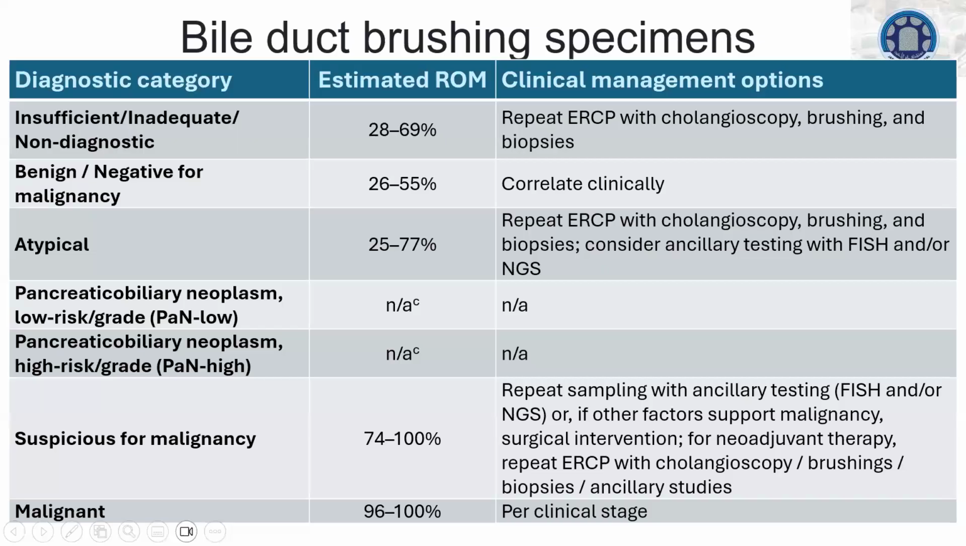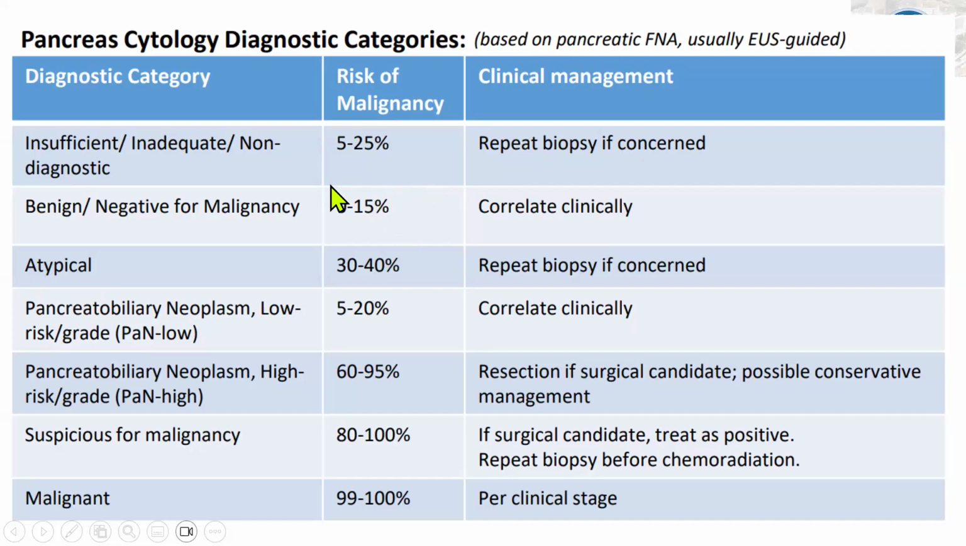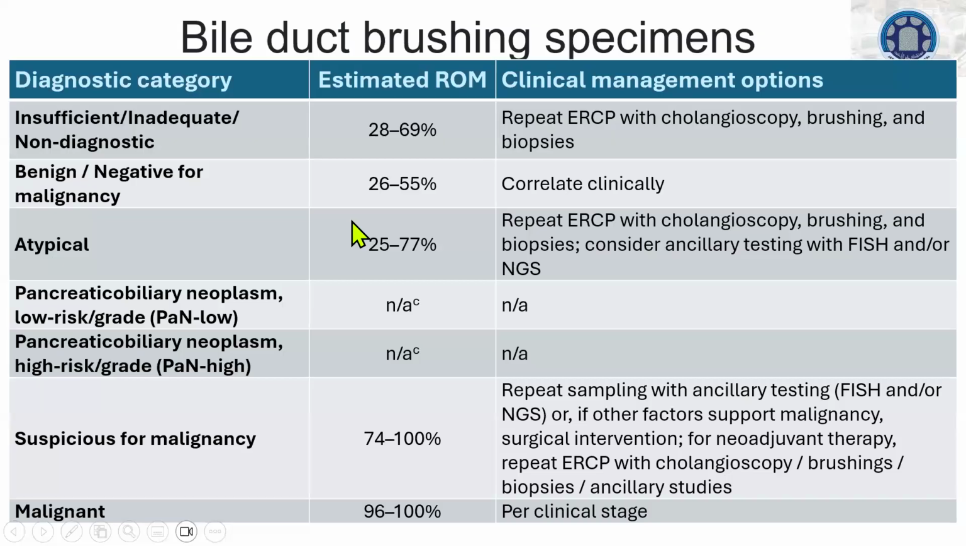Now, again, for bile duct brushing, I told you the chart is different. And you can see compared to pancreas, if it is negative, it's only a 0 to 15% risk of malignancy. But in the bile duct brushing, there is almost a 55% chance of malignancy. Why? Because biliary brushing is very difficult to diagnose on cytology unless you have ancillary testing available.